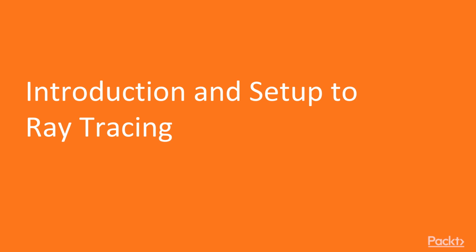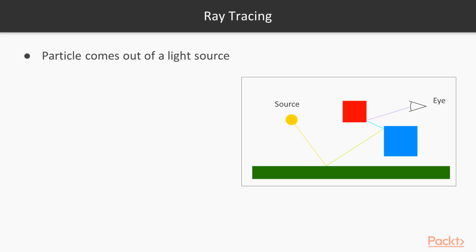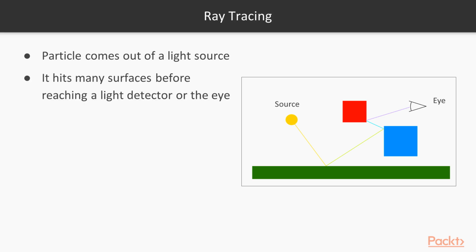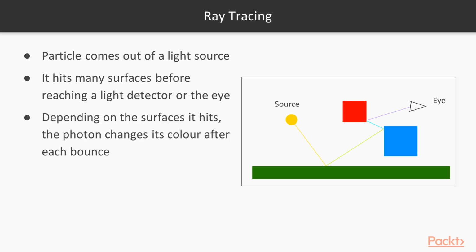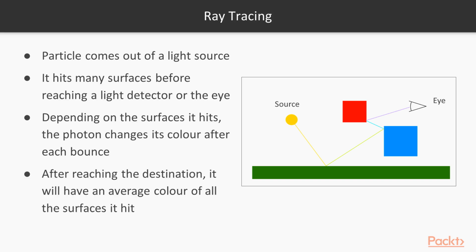I'm glad you asked. Let's grossly oversimplify the physics behind it and imagine a photon particle coming out of a light source. More likely than not, it will hit many surfaces before reaching a light detector, or your eye. Depending on the properties of the surfaces it hits, the photon will change color after each bounce. Finally, as it reaches your eye, it will have an average color of all of the surfaces it hit. Well, not exactly an average, but we are oversimplifying here. And this is exactly what ray tracing is.